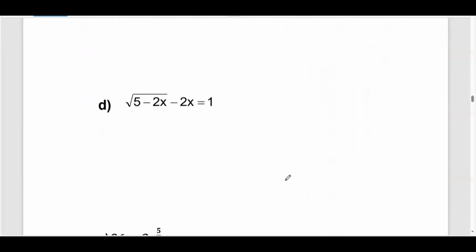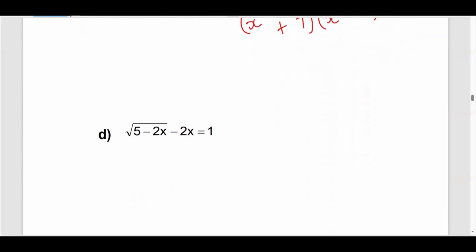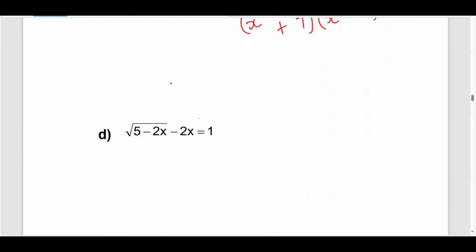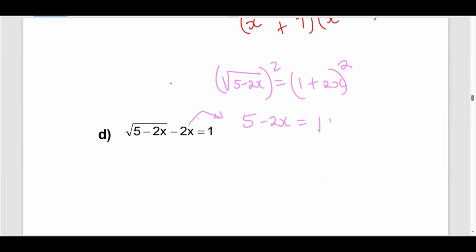All right, D. Let's look at D. So with D, it's more or less the same as what we had, okay? Let's move this to that side so that we have square root of 5 minus 2x is equal to 1 plus 2x. Step number 2, square both sides. The root sign falls away. You have 5 minus 2x is equal to 1 plus 4x plus 4x squared.